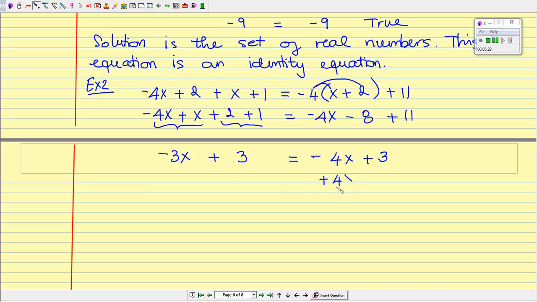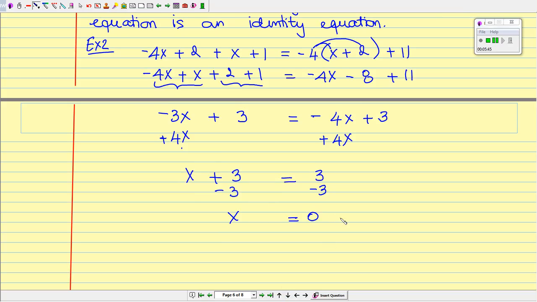Next, we are going to move all the variables to one side. So I'm going to add 4x to both sides. Now on the left-hand side, it will give me x plus 3 equals 3. And now we're going to subtract 3 from both sides. Then we have x equals 0. So x equals 0 is the only solution.